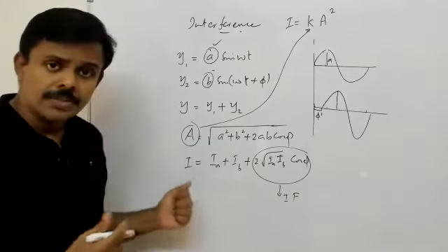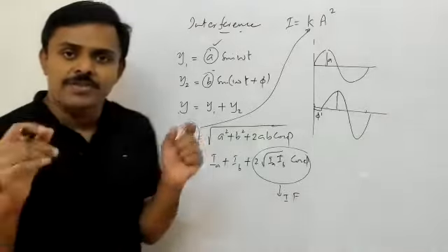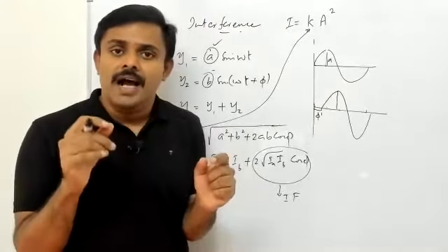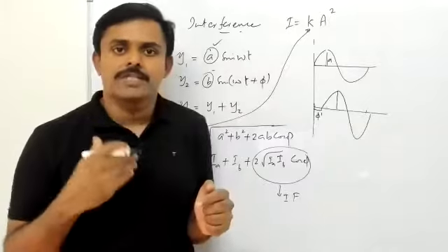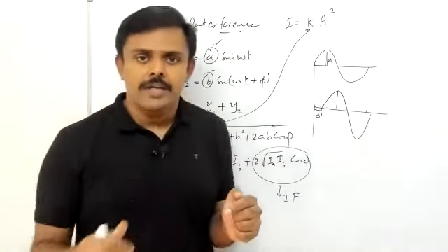So what is it again? I have two waves with intensities I_A and I_B. I_A is the intensity of the first wave. I_B is the intensity of the second wave.